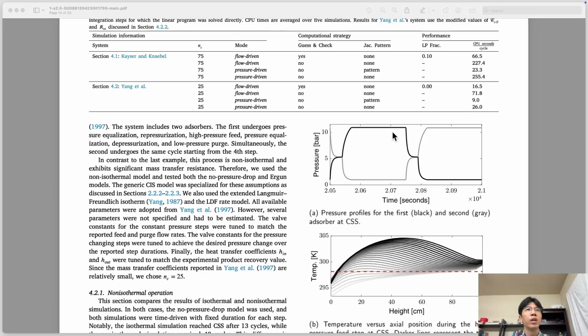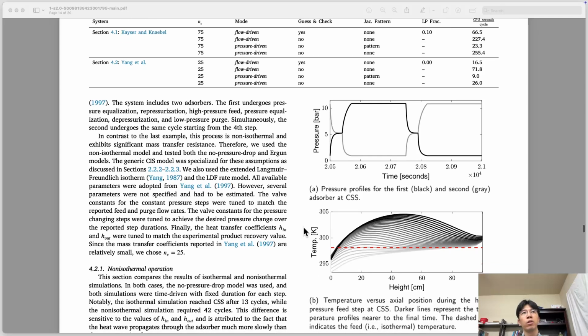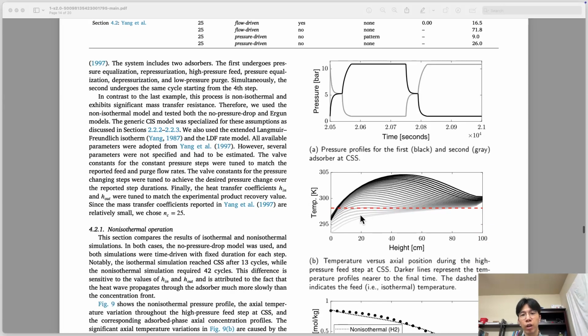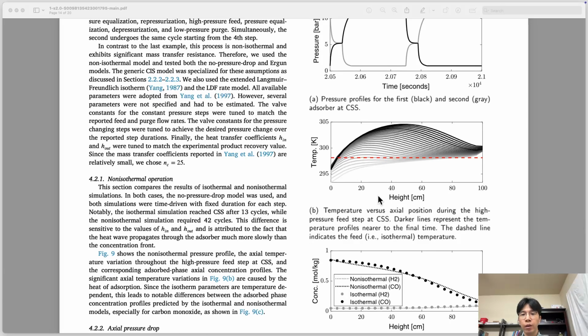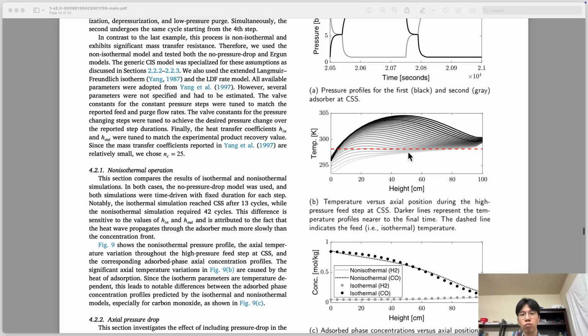So basically, this is a pretty complex PSA cycle that's going on with two adsorption columns, and we actually ran this simulation with non-isothermal heat effects, so you can see the temperature profile during the high pressure feed step. You start out with the lighter color, but then progress towards the darker color. So heat evolves. Adsorption is an exothermic process, so it releases heat to the environment, and as adsorption happens, your system temperature goes up. It swings about 10 Kelvin.